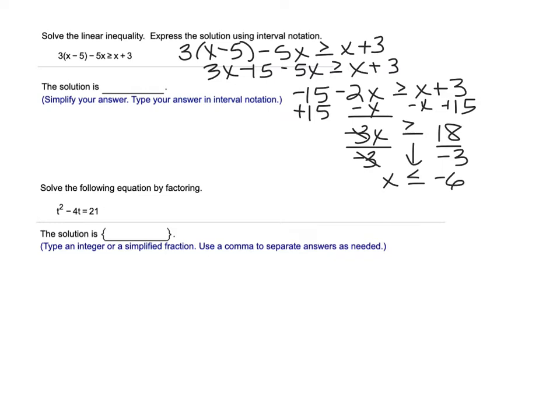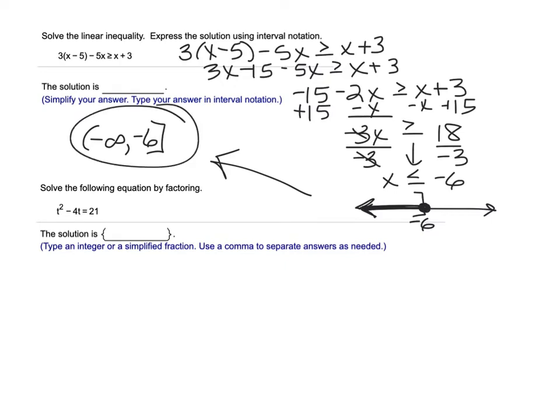But they want us to write it in interval notation. So remember, if you drew it out, it's basically saying x is everything less than, but it's also equal to. So that's like a closed dot, which is also the same thing in interval notation as a bracket. So if we wrote the answer, that would be -∞ to -6 with a bracket. And there's my answer.